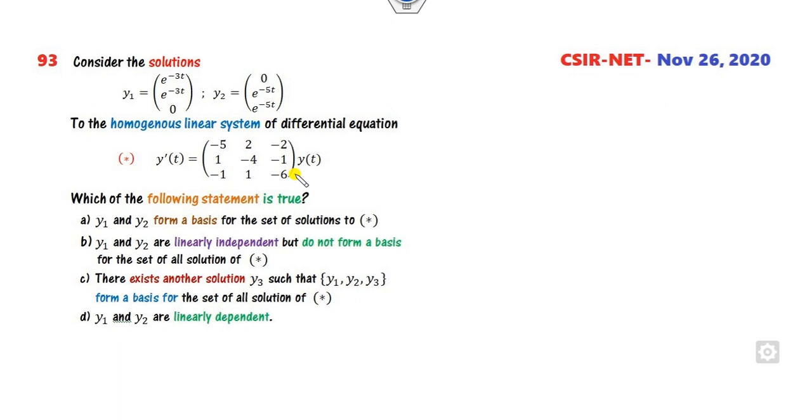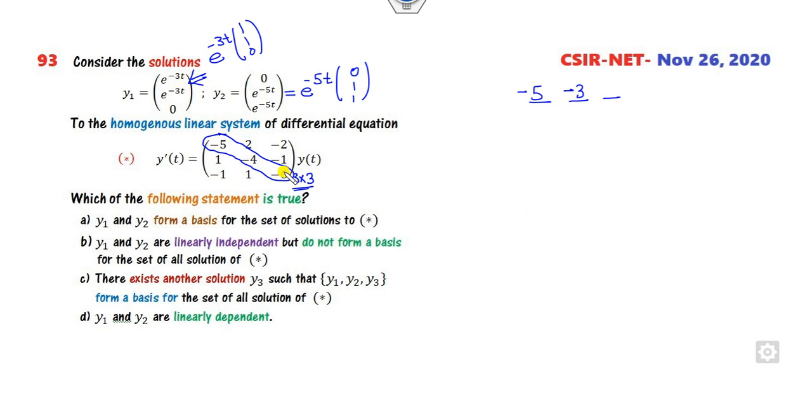Again, it's a matrix, so it's 3 cross 3. There are 3 eigenvalues. Clearly it says that I can write this as e raised to power minus 5t outside, with 0, 1, 1. So it means one eigenvalue is minus 5. From here, you can see e raised to power minus 3t is common. The rest values are 1, 1, 0. The second eigenvalue is minus 3. Can you find the third eigenvalue? Because we all know the sum of the eigenvalues is nothing but the trace. So it's minus 15, plus 8, which is minus 7. These are my eigenvalues. Fine.